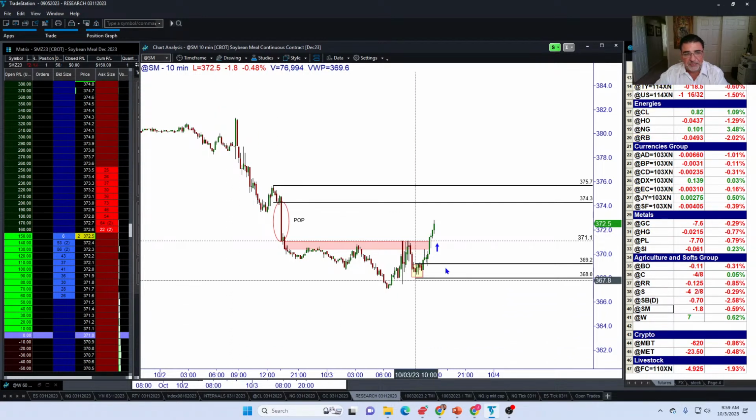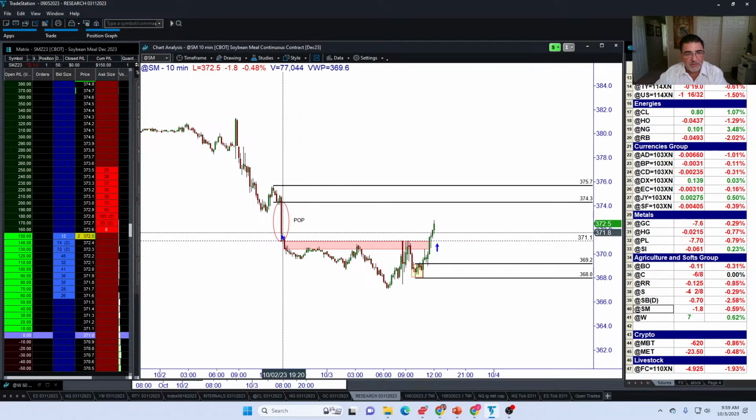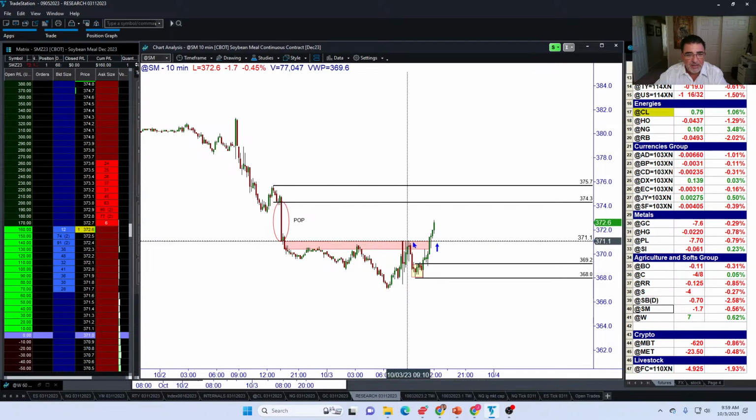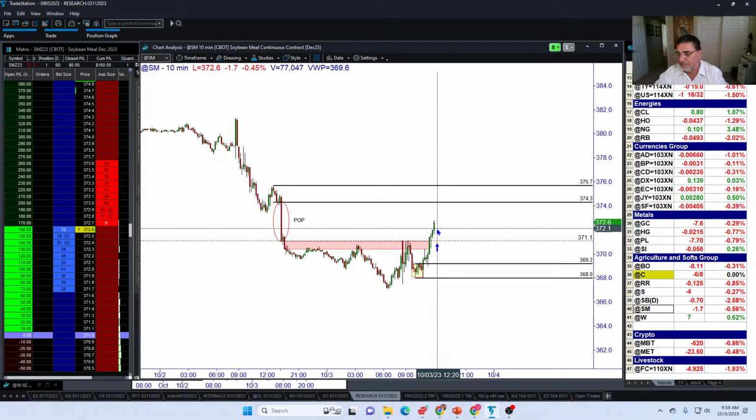All right. So, pocket of points, no speed bumps. You can get a stronger breakout.